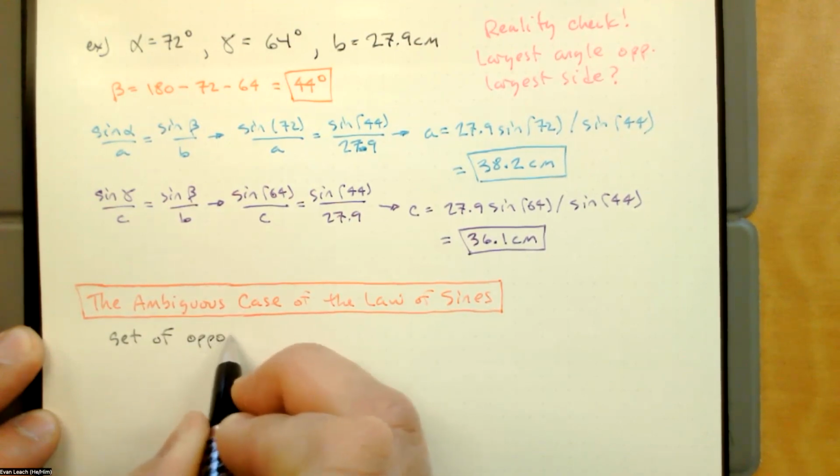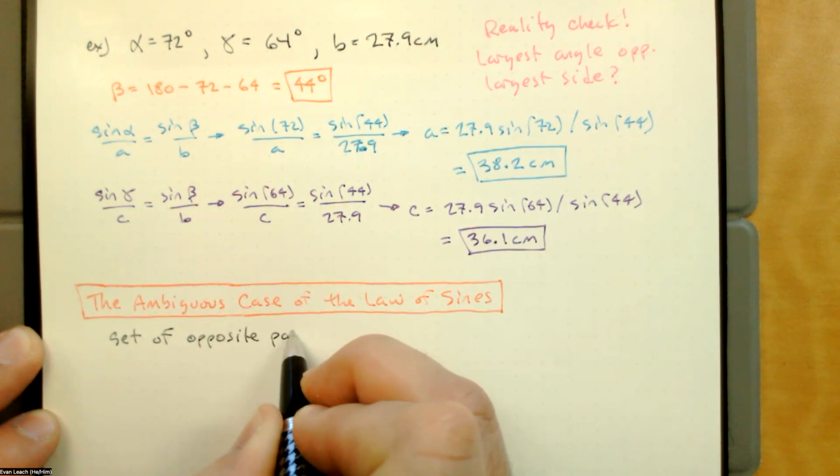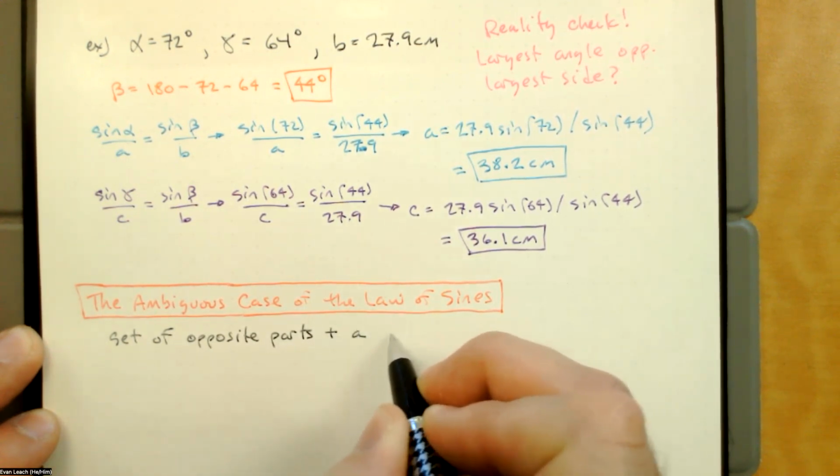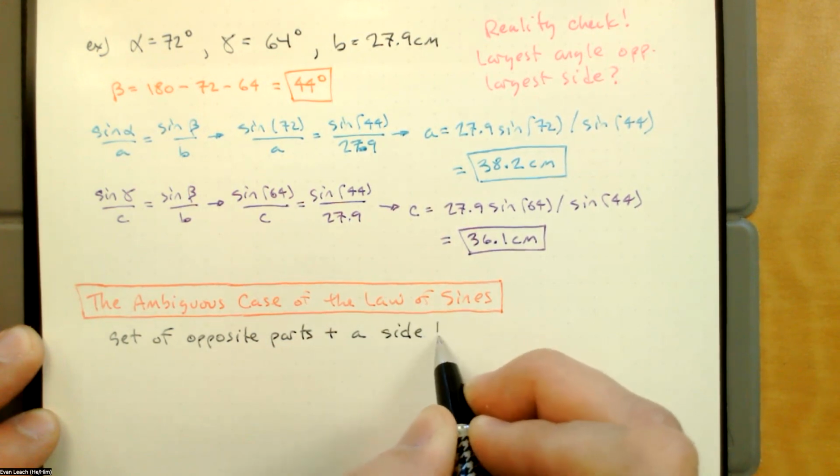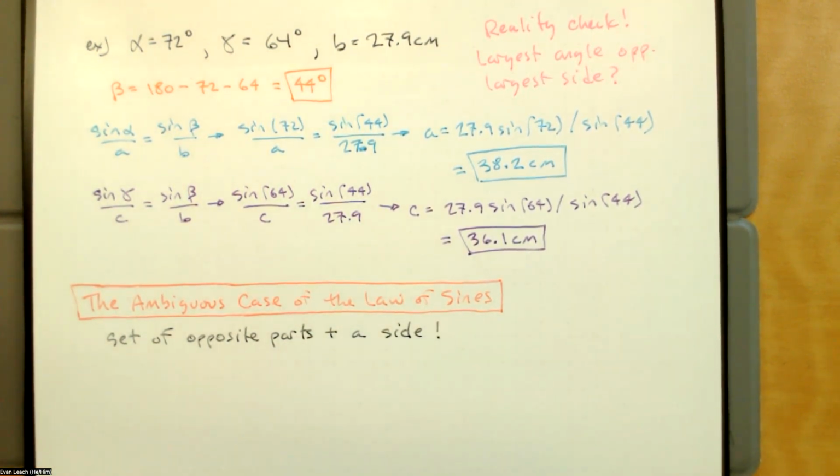Set of opposite parts. So what we're going to do is name the three parts. There's going to be the given angle, the side opposite the given angle, and the other given side. So there are the three parts.